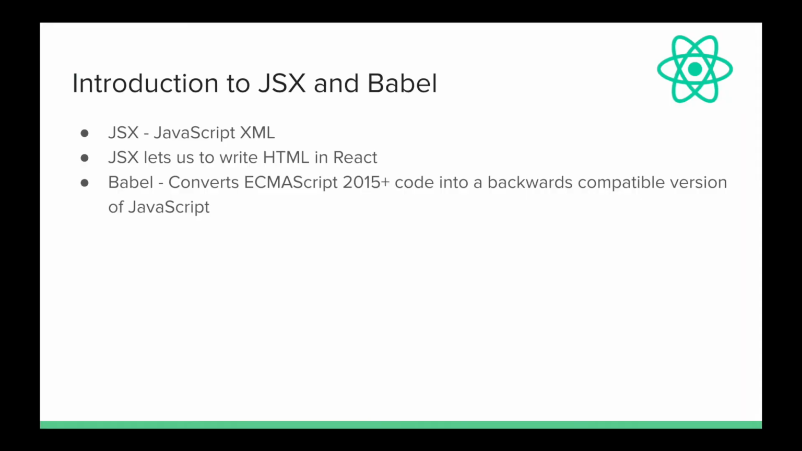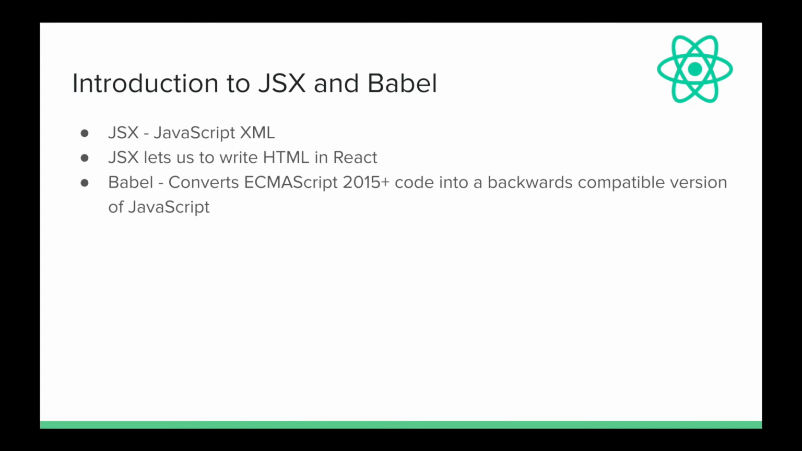JSX is nothing but JavaScript XML, and it lets you write HTML in React. We wanted to know why you would want to write HTML in React. The reason is, if you saw the createElement that React provides, it is not that friendly when you have to write a lot of code. So that's why we use JSX, which lets you write HTML in React. So you're writing HTML in JavaScript. So that's where JSX comes in handy.